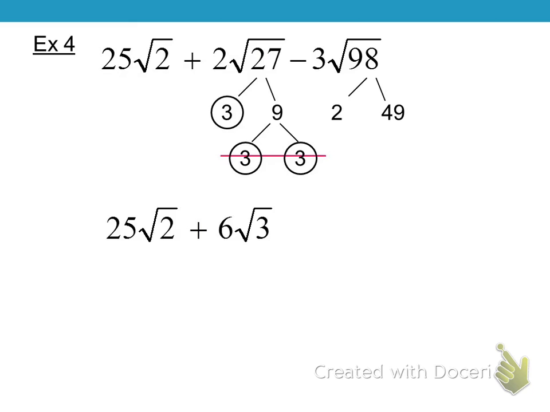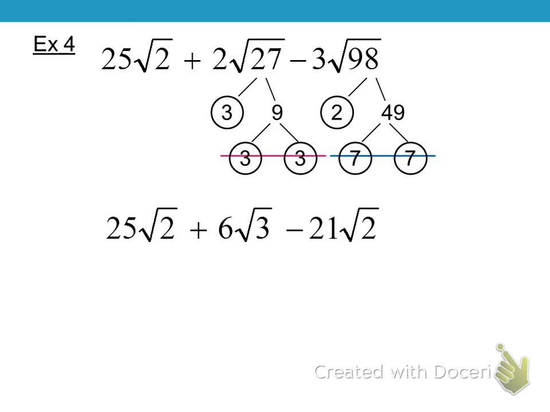All right, I can do a tree for 98. So it's 2 and 49, and then 7 and 7. Okay, so the 7s are going to come out. What is 7 times the 3 that's already out there? Negative 21. Good, so we'll have minus 21, and then this 2 is left over.